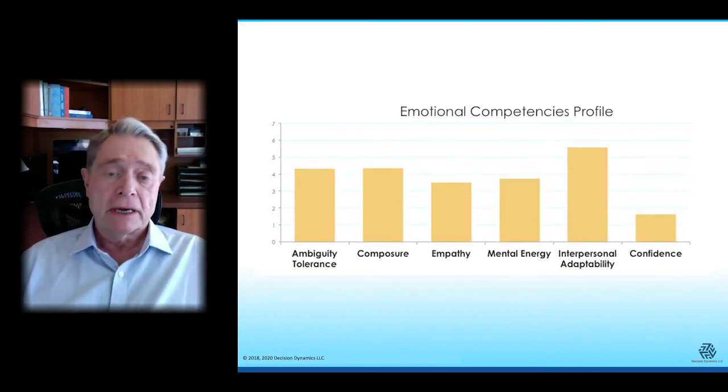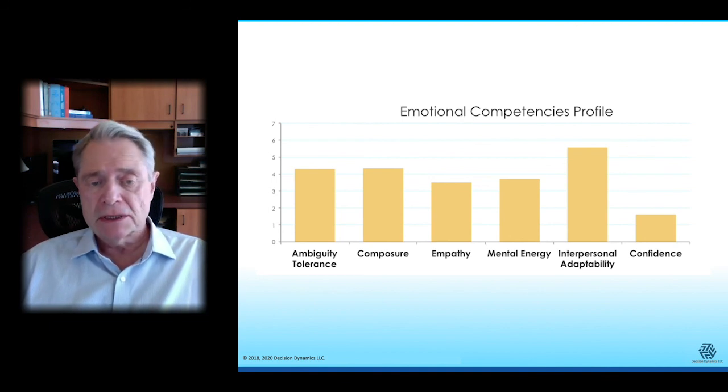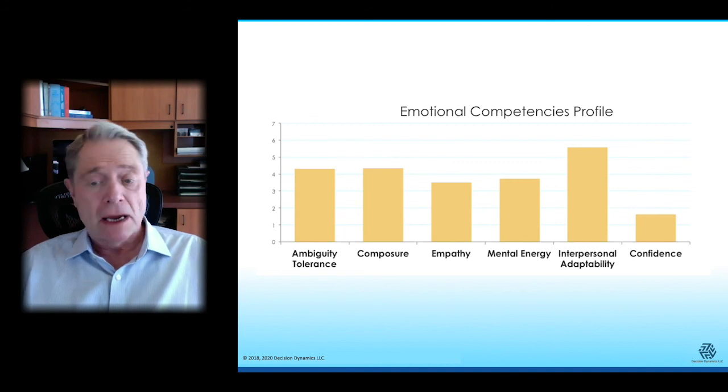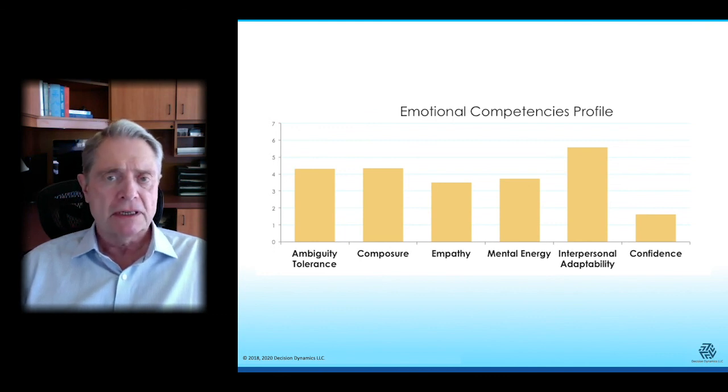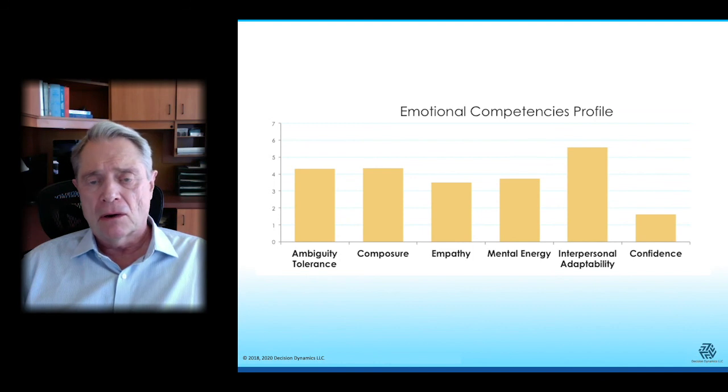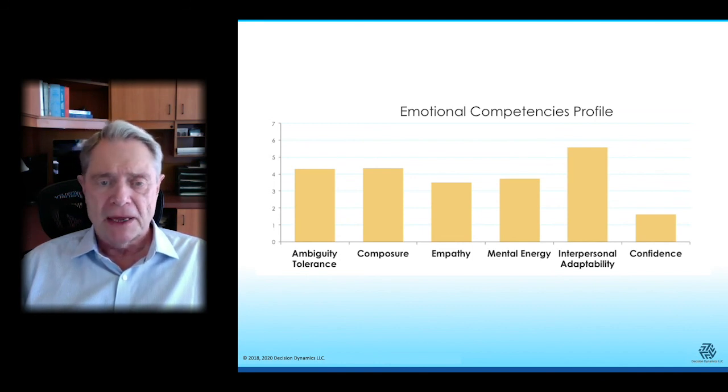Here's another profile, yet again different. In this case, we can see that this person's scores overall tend to be moderate, maybe a little bit lower, especially on confidence. That big spike we see here on interpersonal adaptability suggests that this person is putting a lot of energy into trying to accommodate other people. The low confidence scores indicate that this person is not going to be comfortable dealing with tensions and conflicts among people, and probably worries a lot about displeasing other people or taking actions that might offend someone.